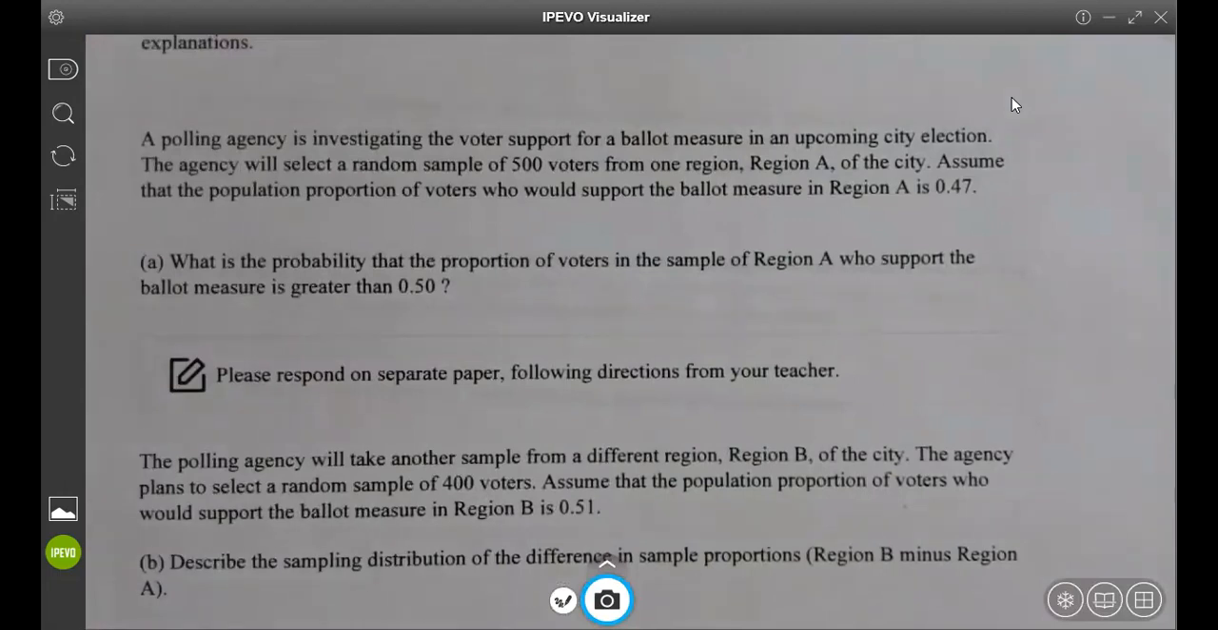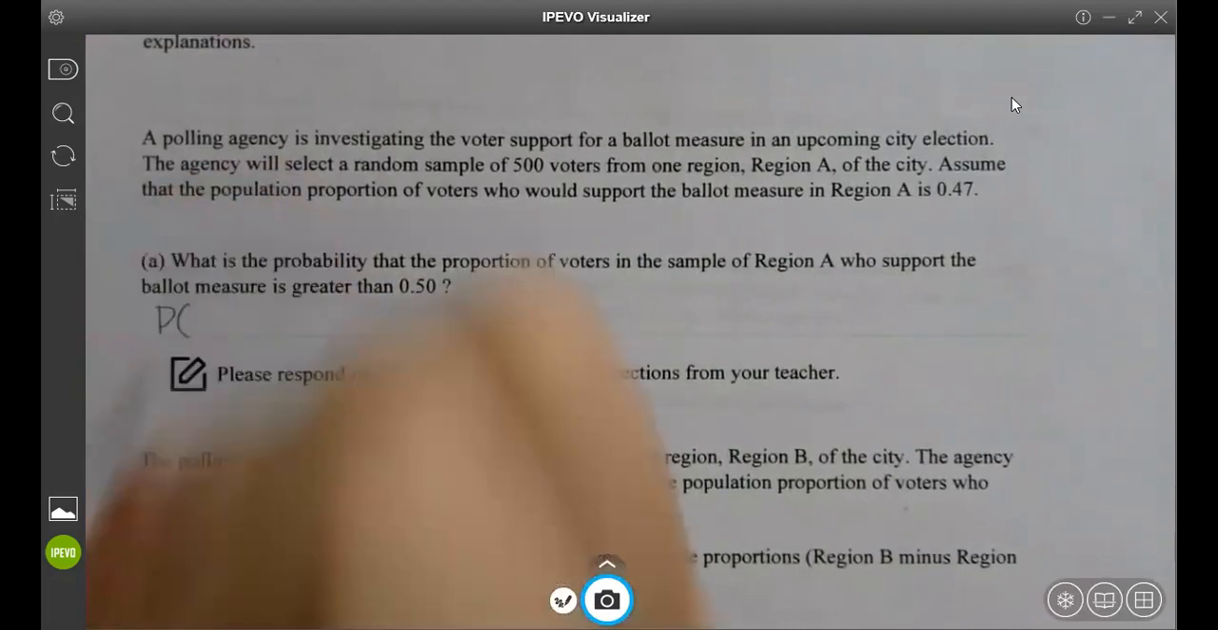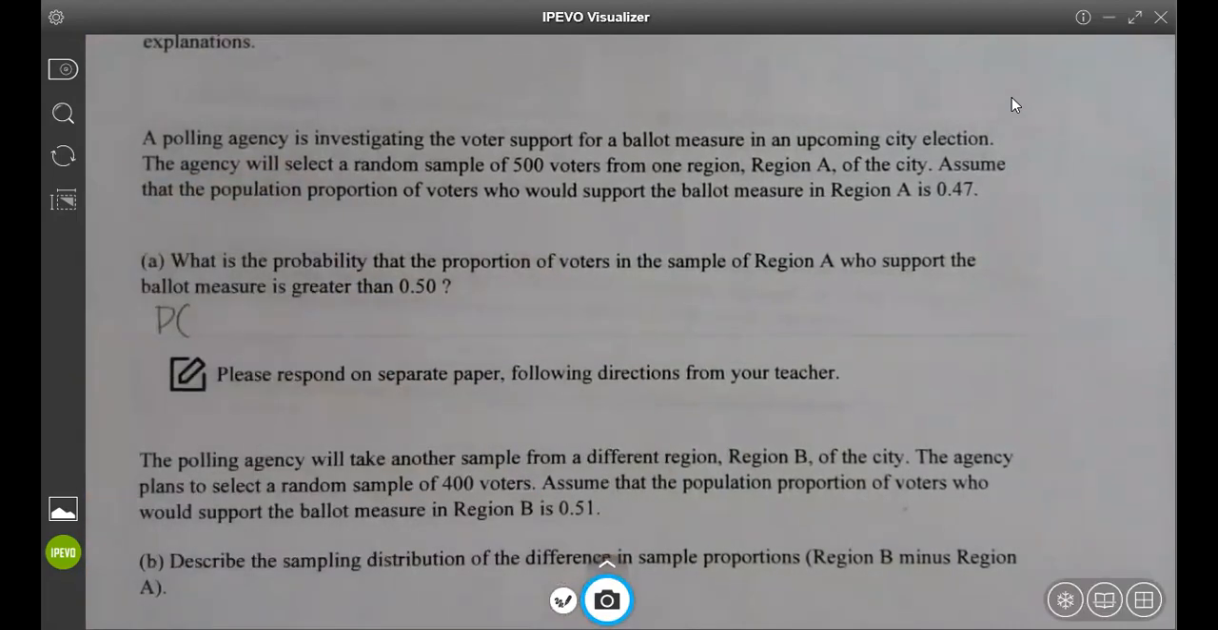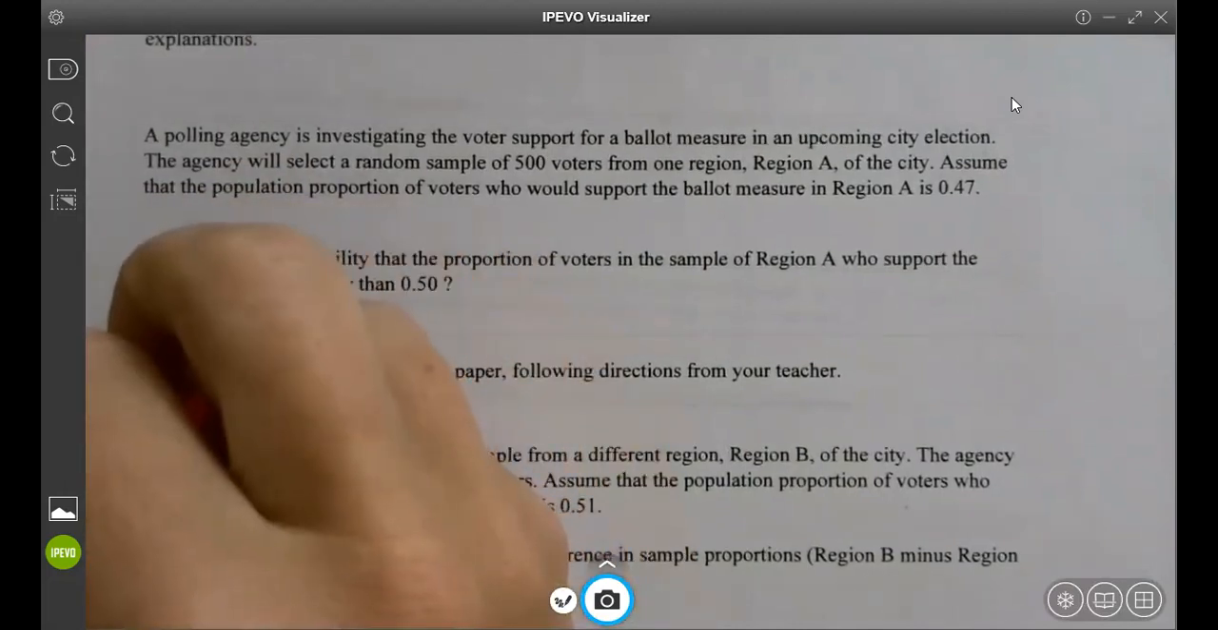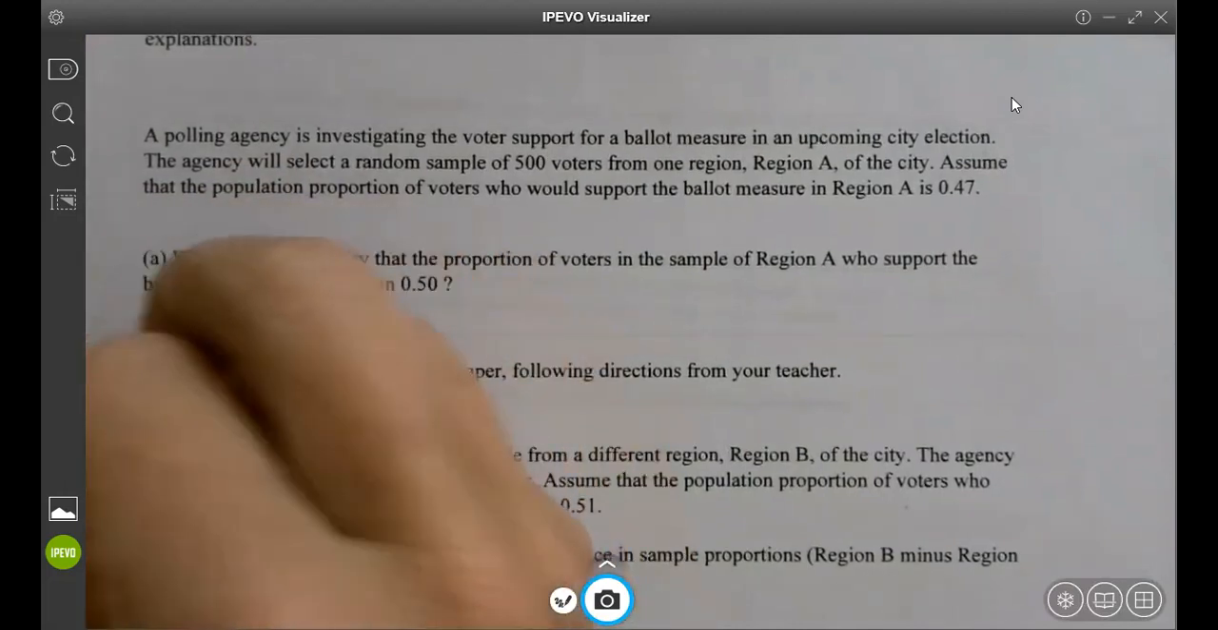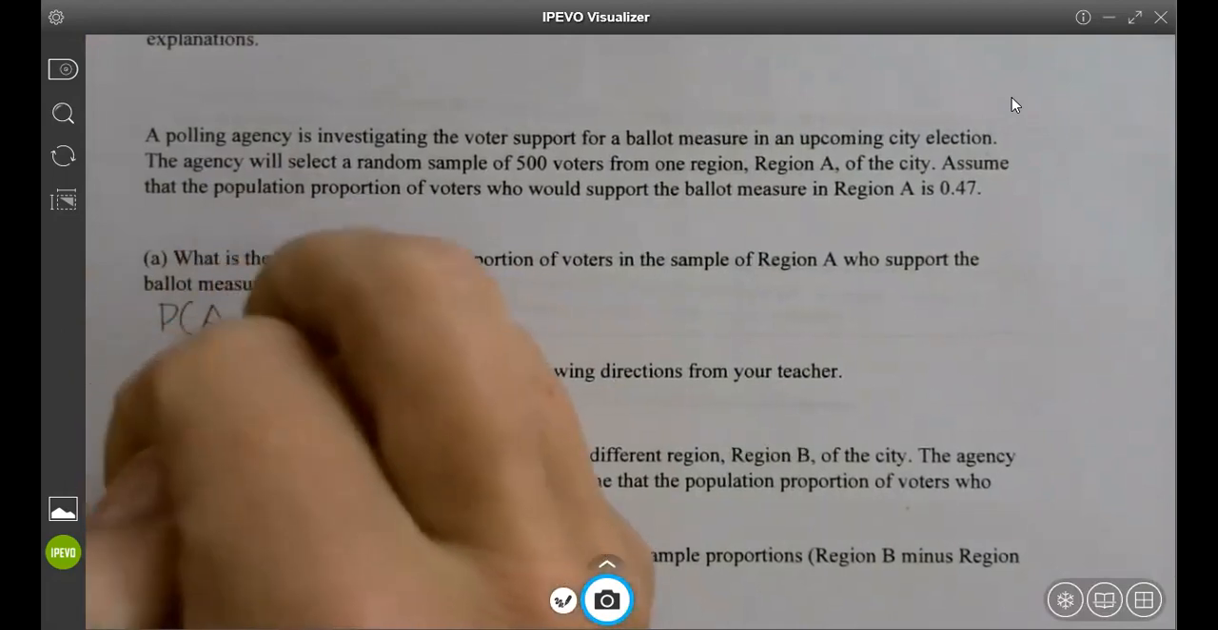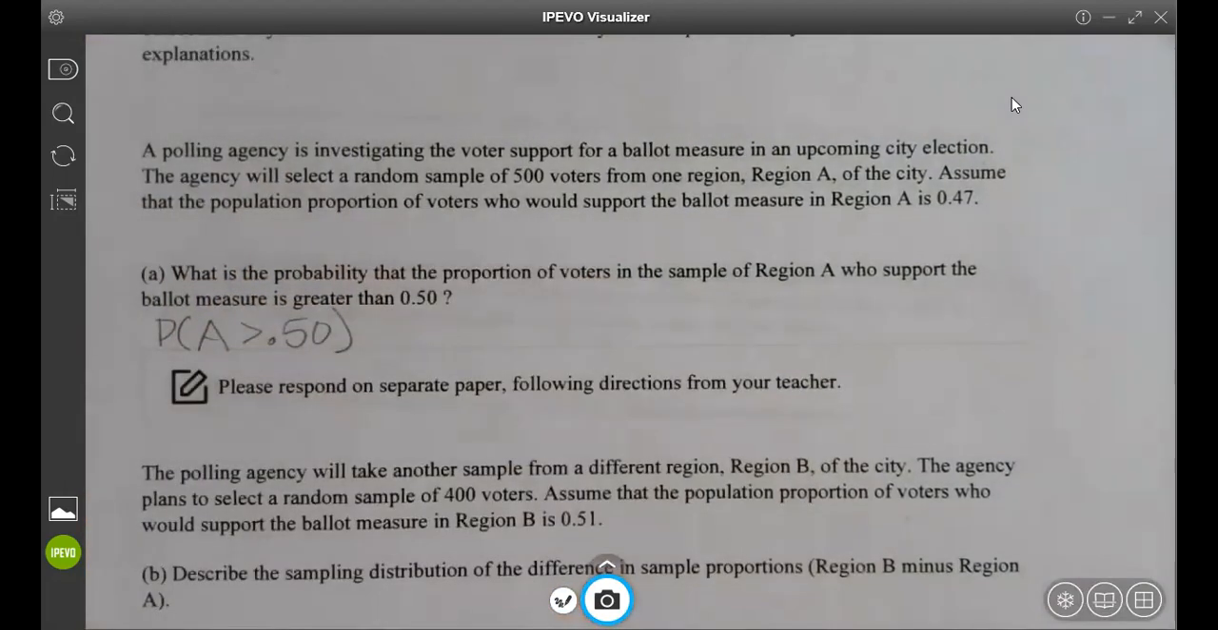First of all, what's it asking me for? What's the question? What's the probability? So we're going to write a probability statement. The probability that what? That the proportion of voters in Region A is greater than 0.50, right? So how do we do this?